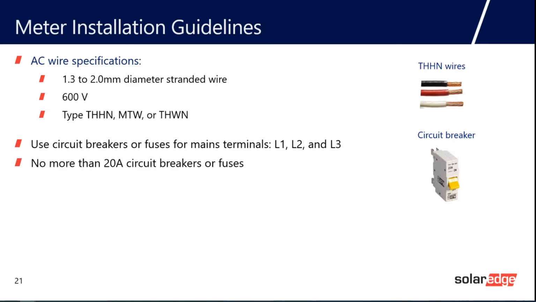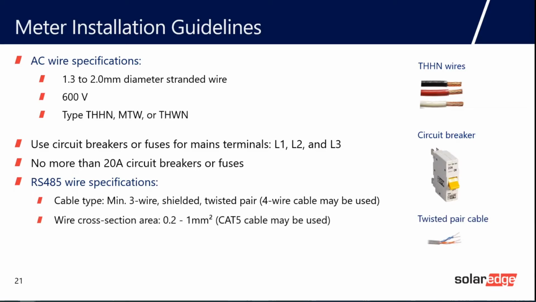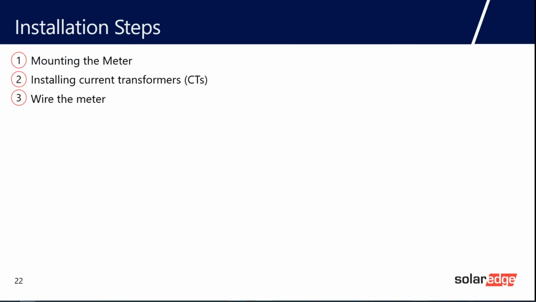To select RS-485 communication wires, use the following wiring specifications. Use a shielded twisted pair cable, with a minimum of 3 wires. A 4-wire cable may also be used. The cross-section area of the wire should be 0.2 to 1 square millimeter. A Cat5 cable can also be used. The meter installation consists of 3 steps. Mounting the meter, installing current transformers (CTs), and wiring the meter.